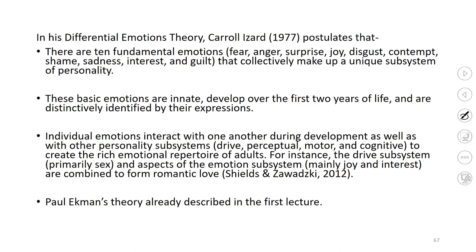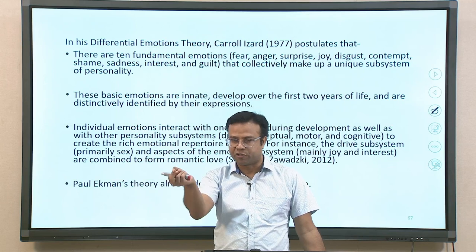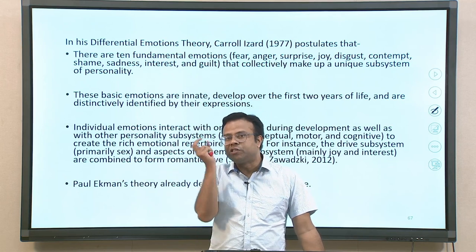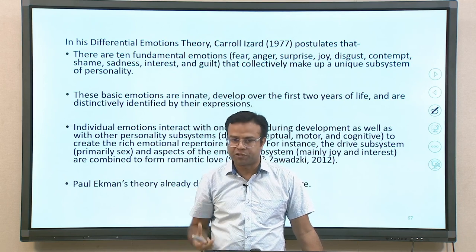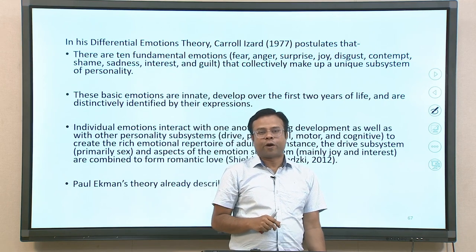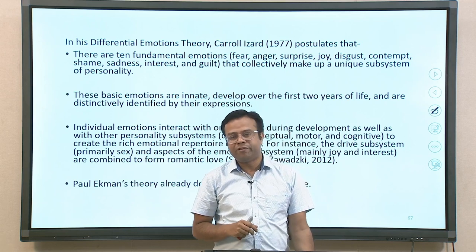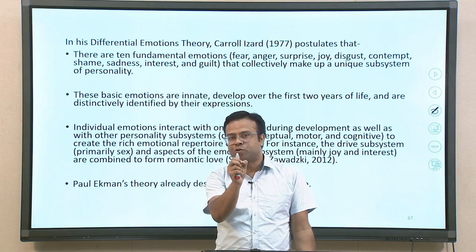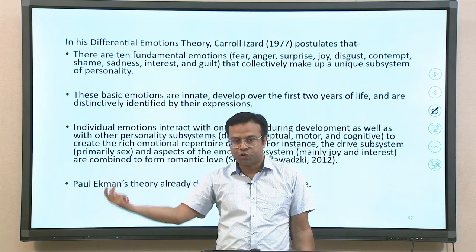They develop generally in the first 2 years of life and are identifiable in distinct expressions. Each of these emotions will have a distinct expression. Some of this we have seen in Ekman's theory in the last class, how each emotion is associated with distinct facial expressions. So, according to Izard, individual emotions interact with one another. A lot of these individual fundamental emotions can interact with each other to form other emotions.